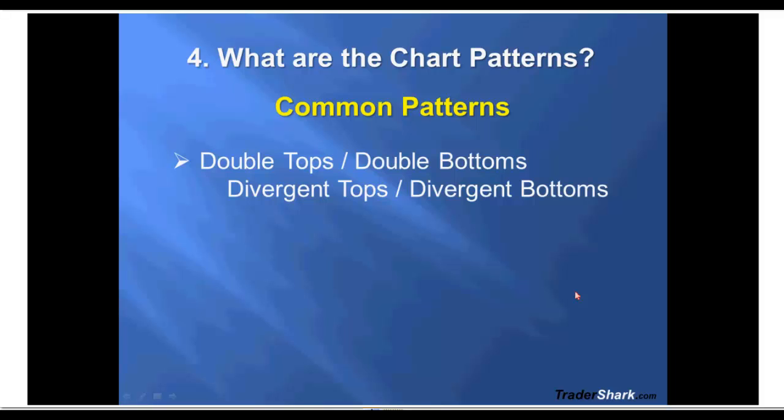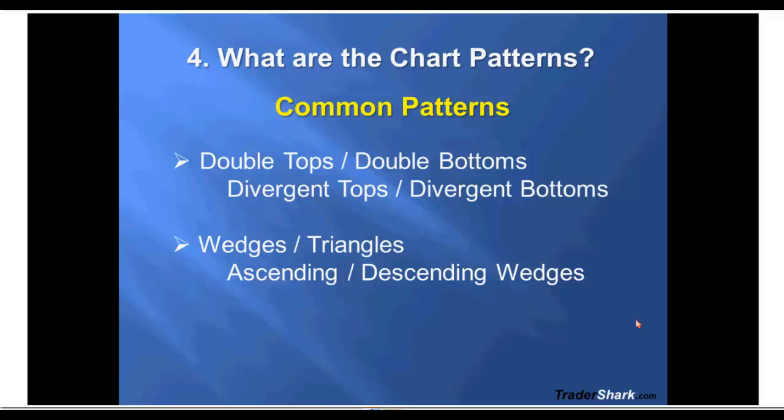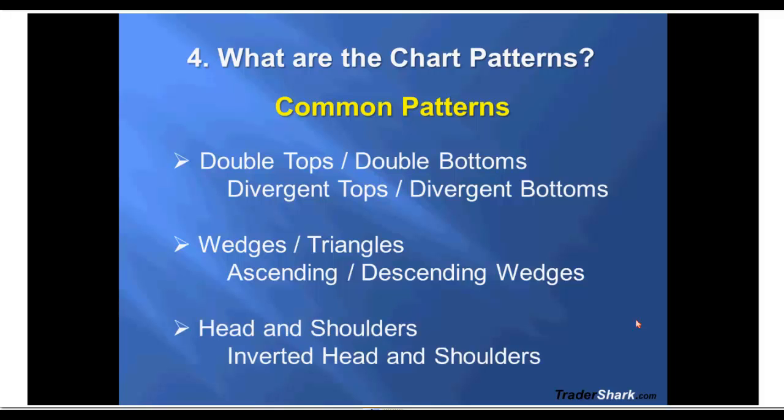Let's look at a couple. Double tops, double bottoms. I don't like those names. I refer to a divergent top, much more appealing to me. Divergent bottom. Again, I can't educate you on the entire trading methodology, but what I can do is give you some ideas which you can go home and research on your own. Wedges, triangles, ascending wedges, descending wedges. There are about 15 different patterns. I'm trying to take three basic ones for you to be aware of: divergent tops, divergent bottoms, wedges, ascending and descending wedges, and head and shoulders and inverted head and shoulders patterns.